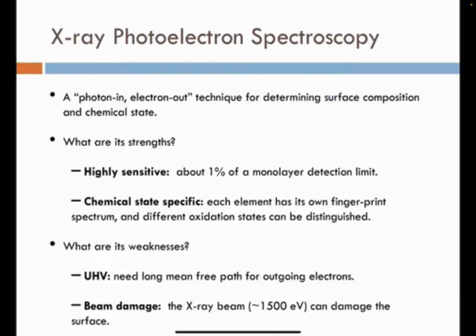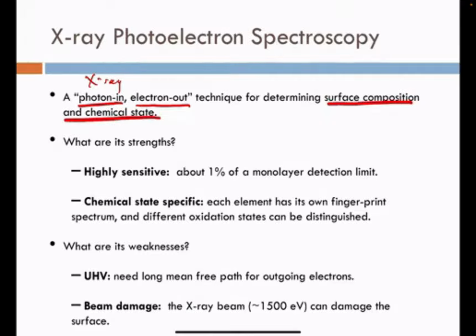XPS, or X-ray photoelectron spectroscopy, also called electron spectroscopy for chemical analysis. It is a photon-in, electron-out technique used to determine the surface composition and chemical state. Electrons are ejected from the material, and through XPS we plot them as a function of binding energy.